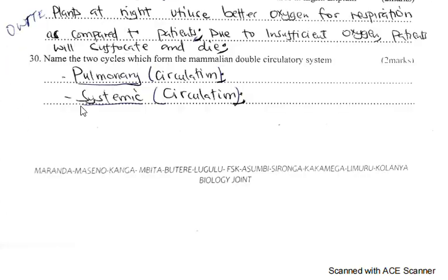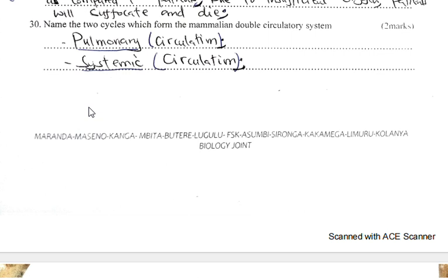Question 30. Name 2 cycles which form the mammalian double circulatory system. And that is pulmonary circulation and systemic circulation.